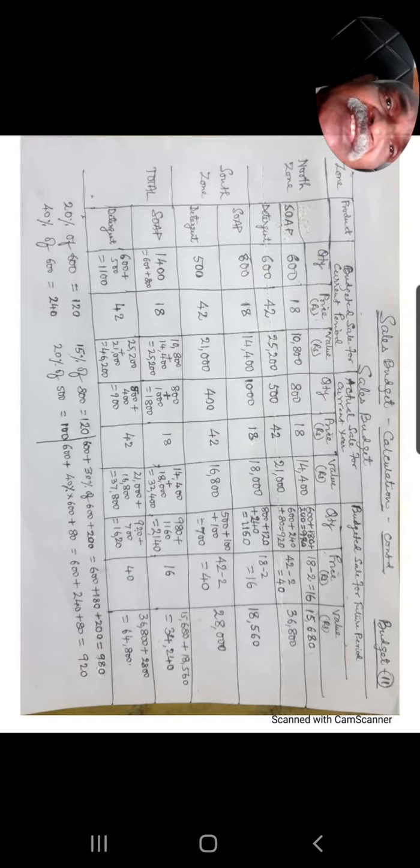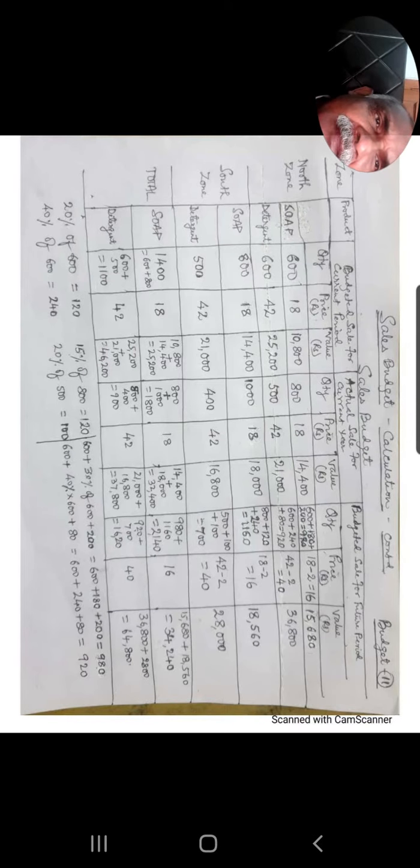the sales of soap in the North Zone increasing by 40%, sorry, 30%. 30% of 600 is 180, plus intensive campaign will increase by 200. So 600 budgeted sales, addition 30% increase, that is 180. 600 plus 180 is 780, plus 200 intensive campaign, that is 980.